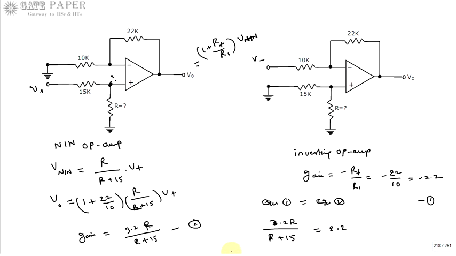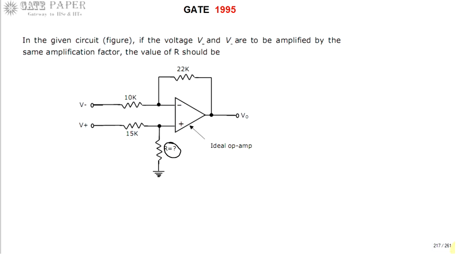We are only considering the magnitude. If you simplify this expression, you get R equal to 33 kilo ohms. So if you choose R as 33 kilo ohms, then the inputs at V plus as well as V minus will be amplified by the same factor. So the right answer for this question is R equal to 33 kilo ohms. Thank you.